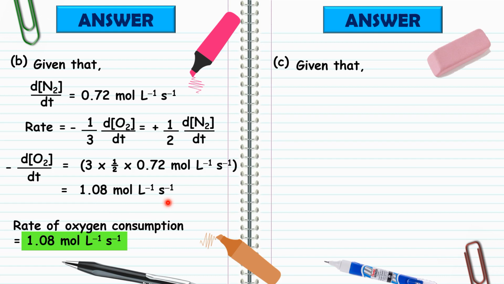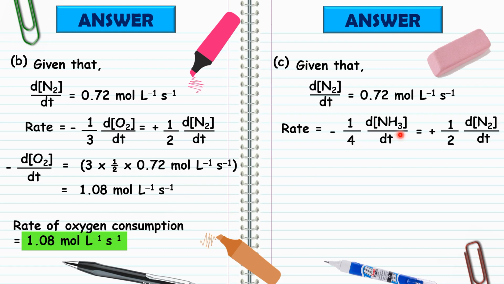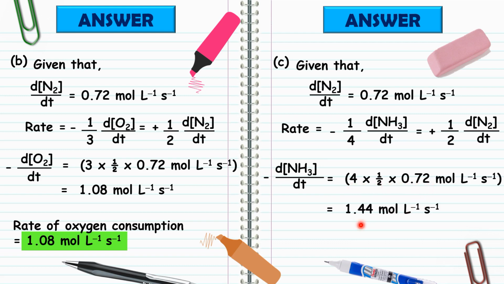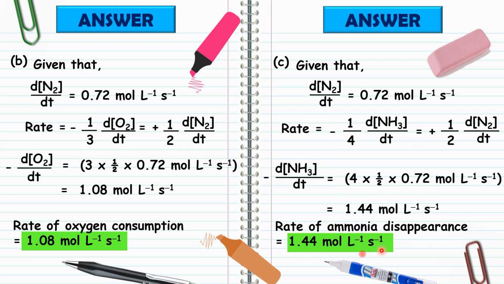Next, we want to calculate the disappearance of ammonia gas. So relate the expression for nitrogen with ammonia gas. What we want to find out is only this expression, d concentration NH3 over dt. So therefore, you have to bring 1 over 4 to the other side and become like this, and we get 4 times half times 0.72. The rate of ammonia disappearance is 1.44 mole per liter per second.